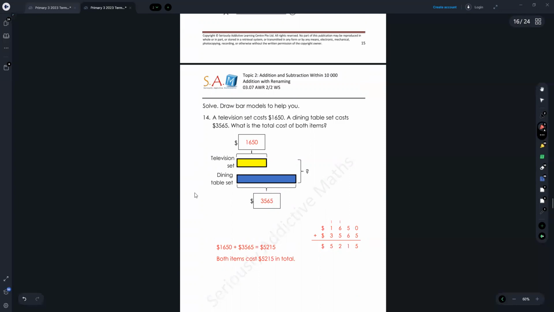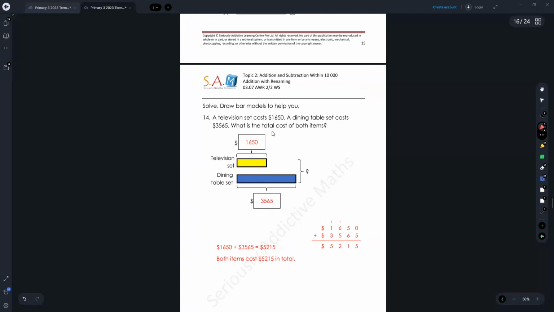Now, the thing I always say, I don't like ready drawn models. So I would suggest that you draw on the board or on the white screen to show them why they are doing this. All right, TV sets cost this. A dining table set costs 3,565. How do you draw a model?